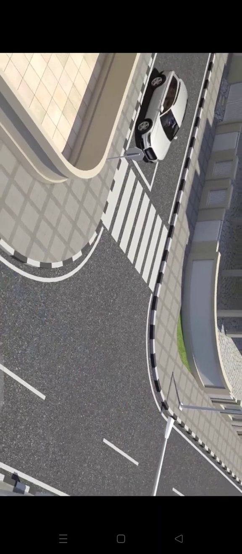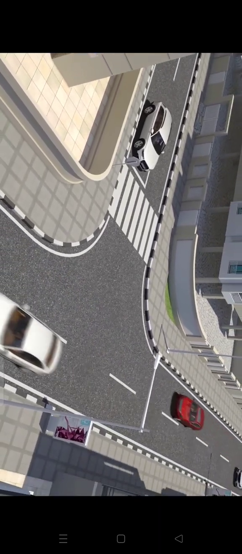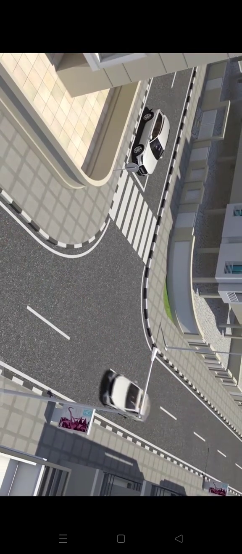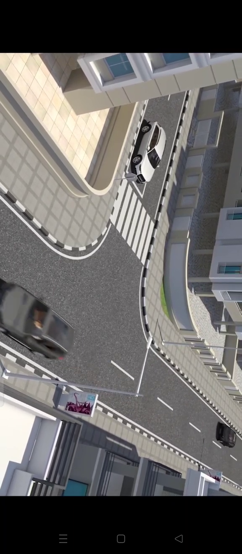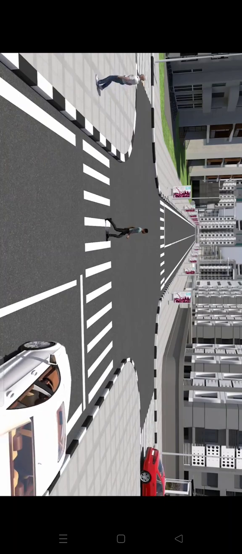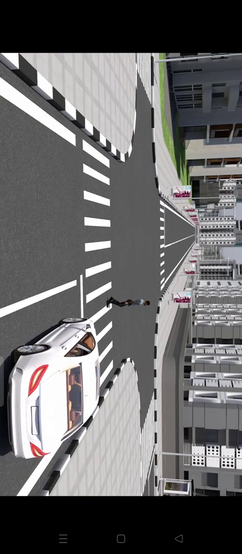Pedestrian line. When the driver sees the sign, he has to reduce the speed of his vehicle and watch if there are pedestrians. Stop at a sufficient distance from this mark and give way to pedestrians to cross.